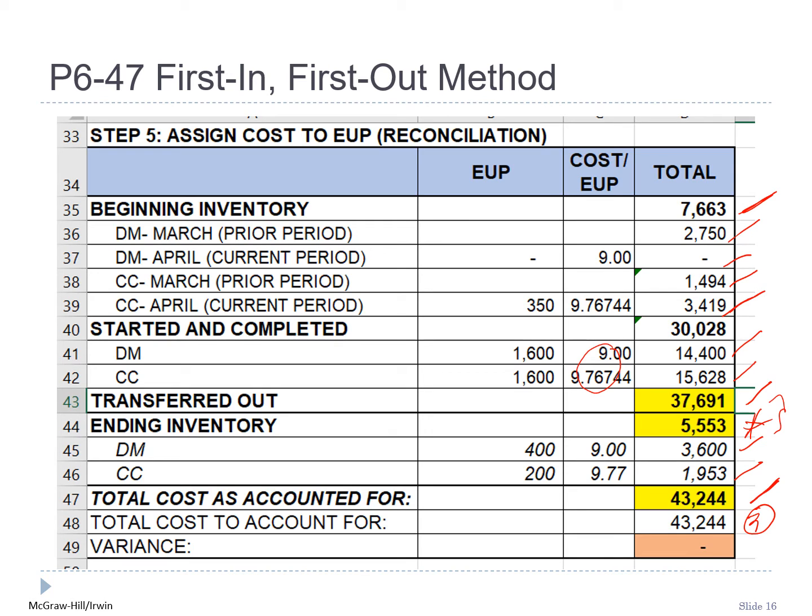So, 43,244. So, wala silang variance. Walang pinagkaiba. So, in effect, tama yung cost allocation natin. So, yan din yung tinatawag na reconciliation. Ayun. Now, yung journal entry, the same din sa weighted average. Siyempre, may iba lang yung amount kasi naiba yung amount nung transferred out natin.